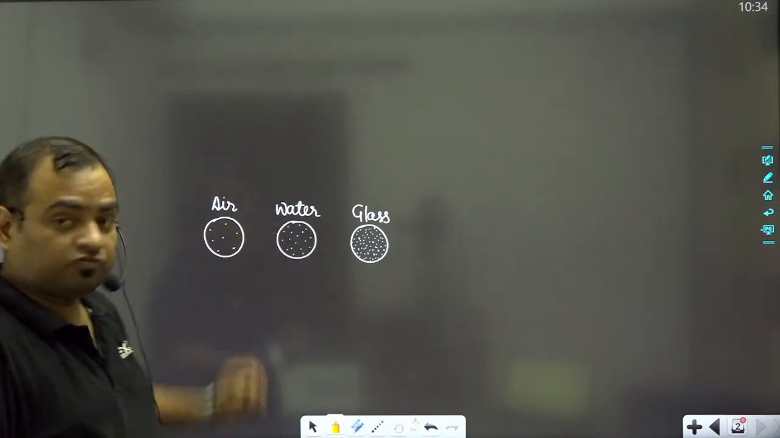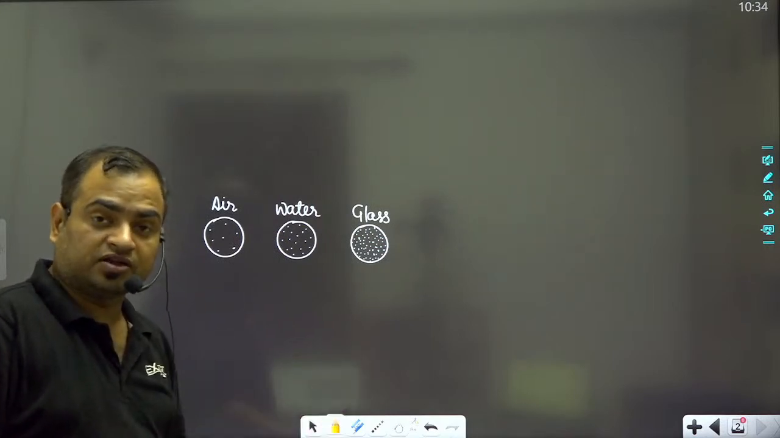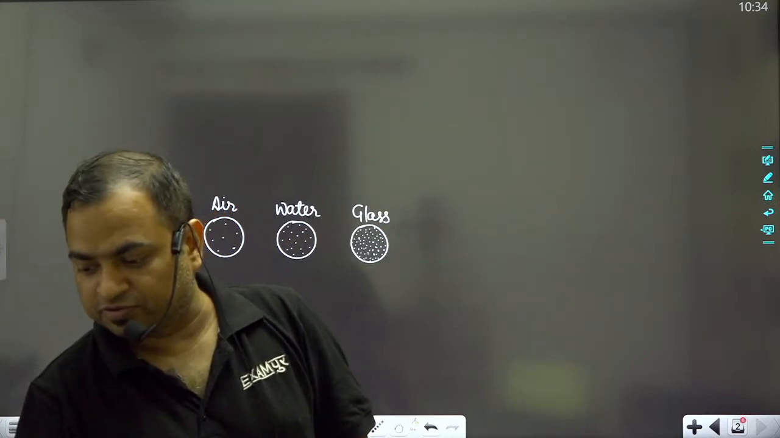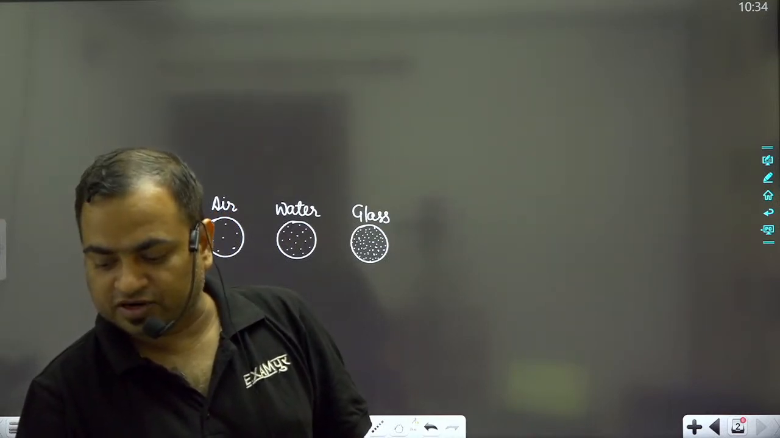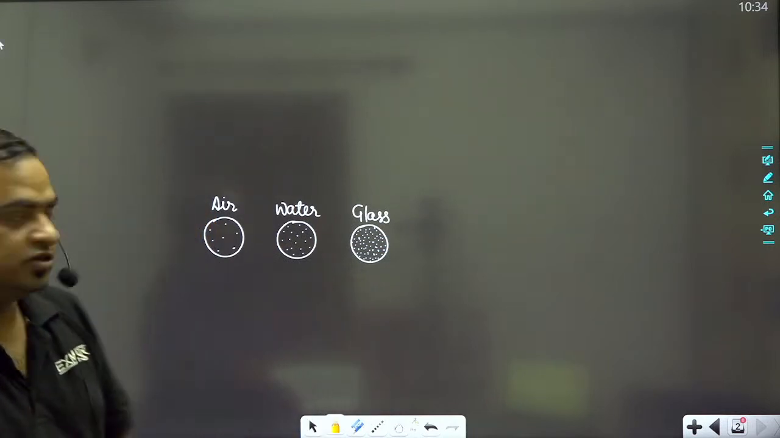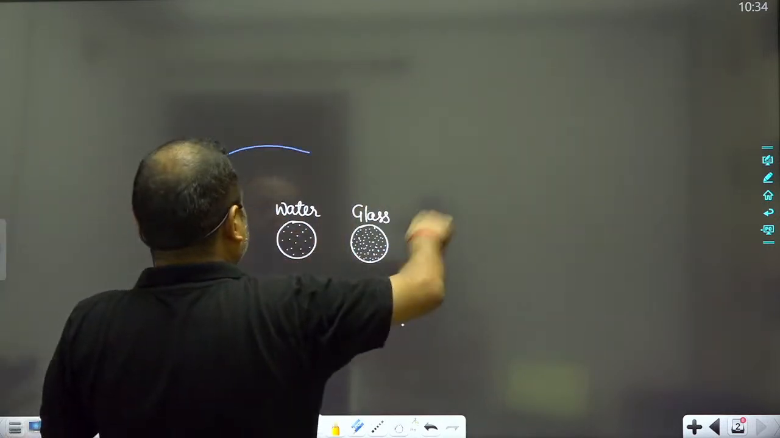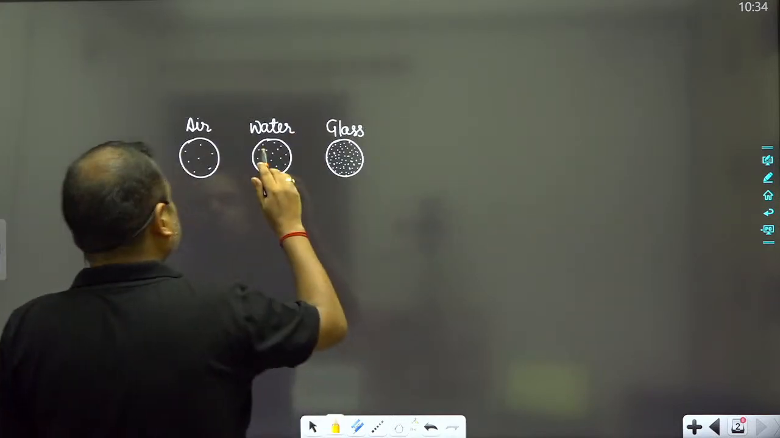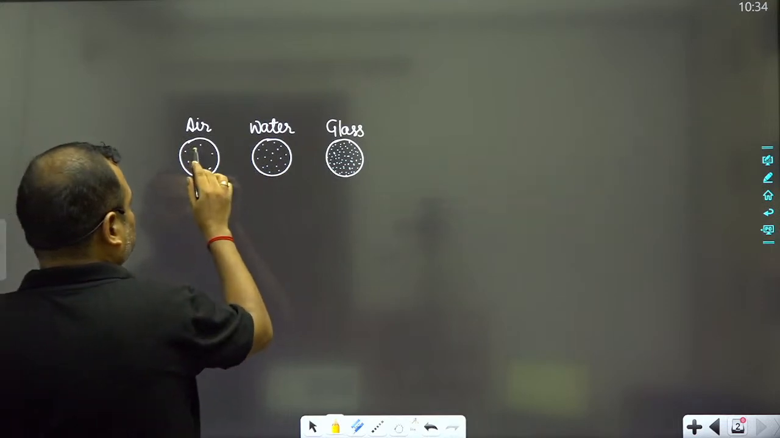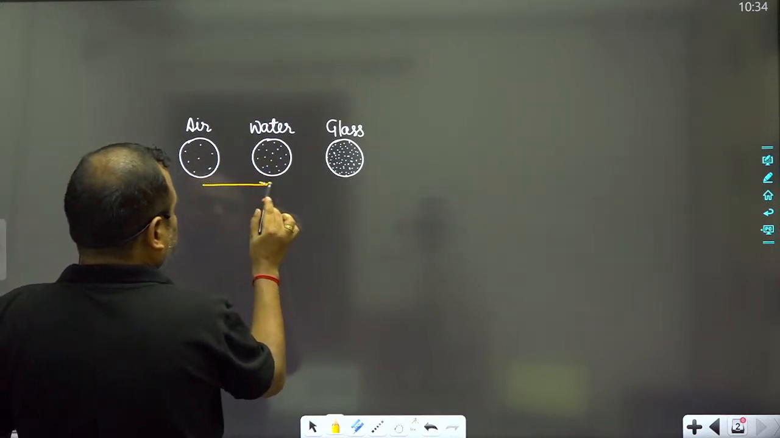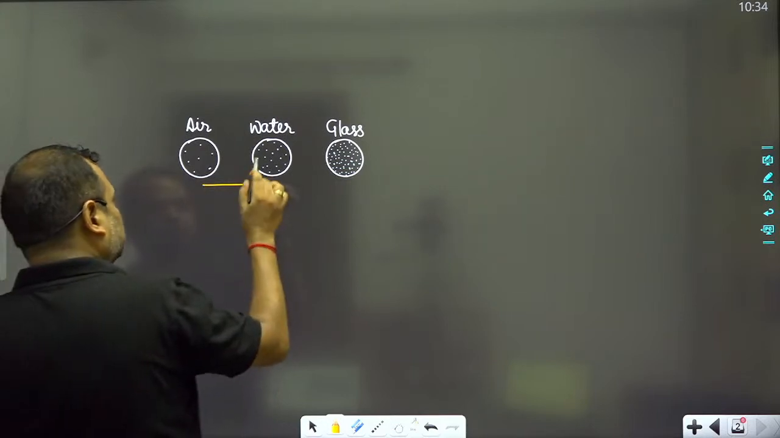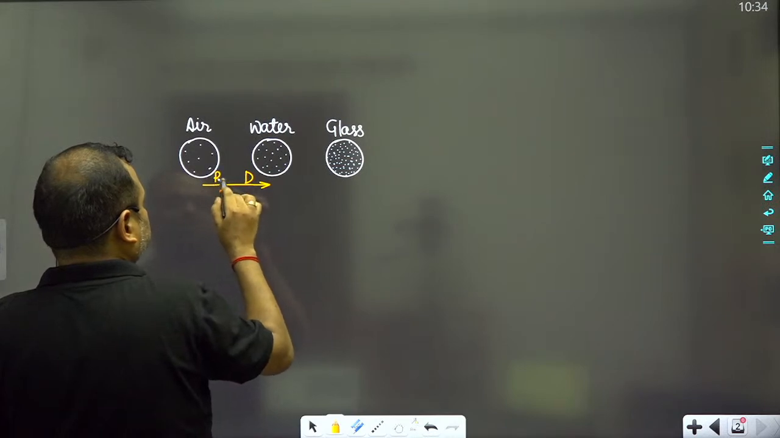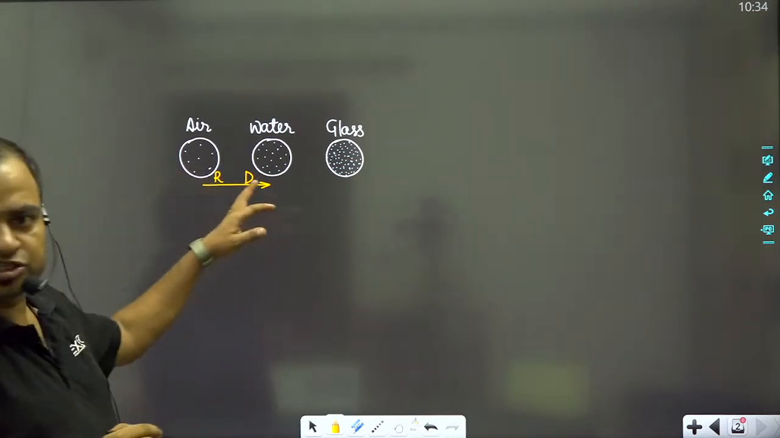If I ask you what kind of medium water is, then what will you tell? Please comment. Let me know which is the correct answer. Suppose that this is water and this is air. If I talk about the water, then obviously the water is a denser medium with respect to the air medium. It means air is a rarer medium and water is a denser medium.